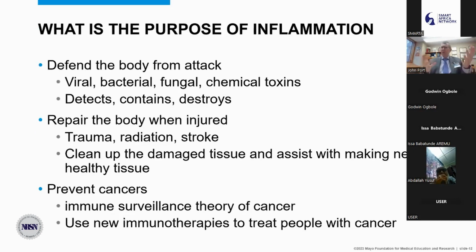So why has this evolved or been created over time? Well, we covered some of these: defend the body from attack, from viruses, bacteria. Lots of things are out there that could kill us, right? And so inflammation is the first response to those things. Not only defending, but repairing the body when the body is injured is another role for inflammation. And then more recently, we've noted that inflammation can prevent cancers. We're just learning about this. There's an immune surveillance theory of cancer that people make cancers all the time, but the immune system detects them and kills them before they become a problem. And we're seeing a new group of immunotherapies to help treat cancer in people that are working quite well.